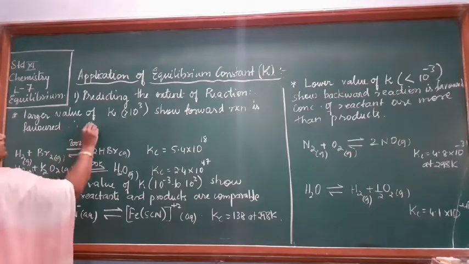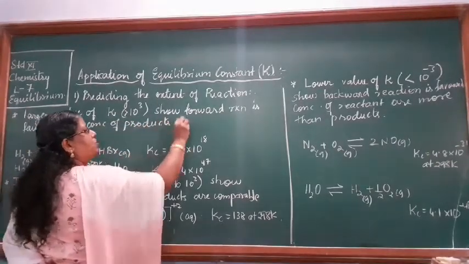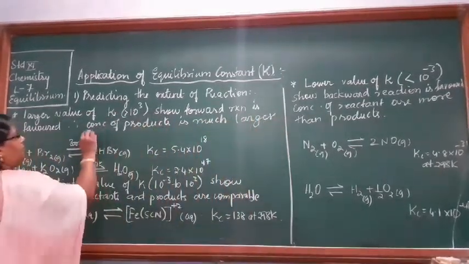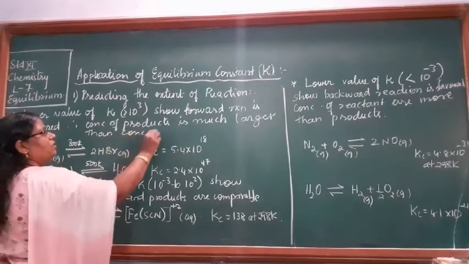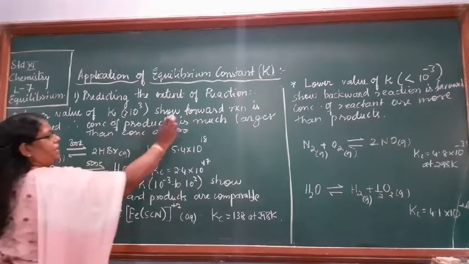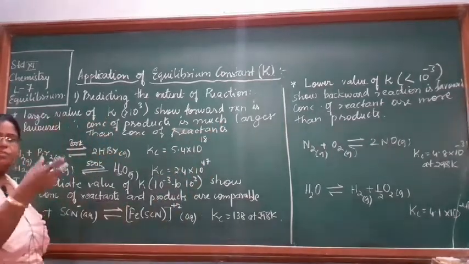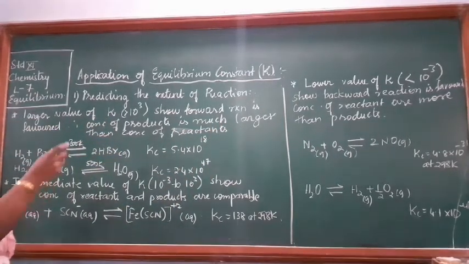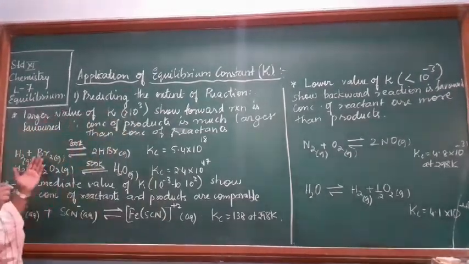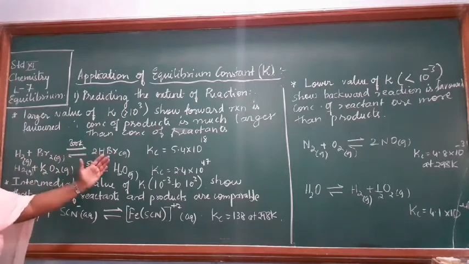Okay. So you can write here: therefore the concentration of products is much larger than the concentration of reactants, because it is favoring the forward reaction. That means the forward reaction is occurring to a greater extent, showing the amount of products will be much larger than the reactant. So for example, H2 plus Br2 giving you 2 HBr, they all are in the gaseous state.